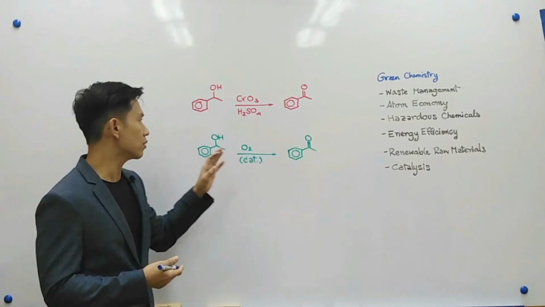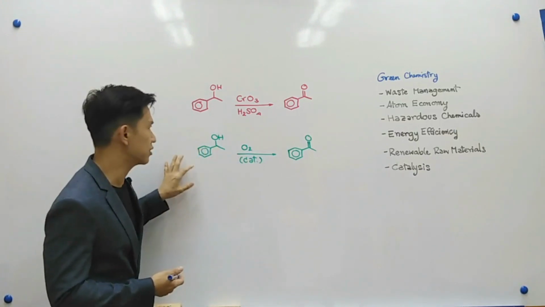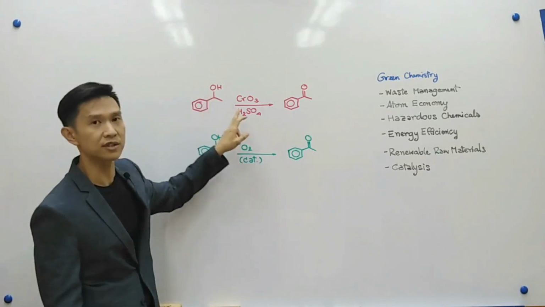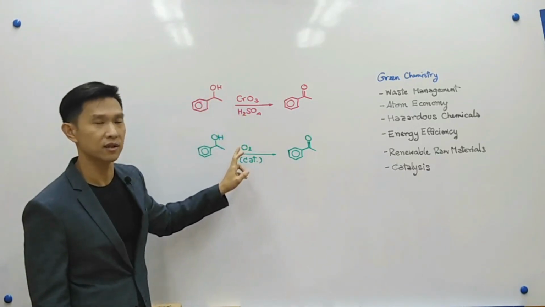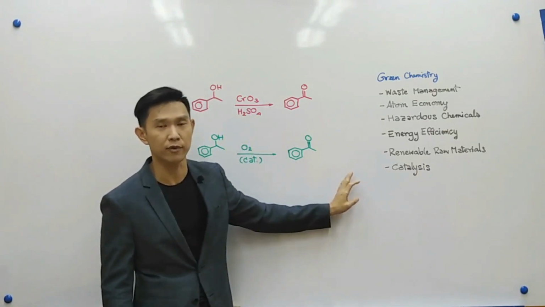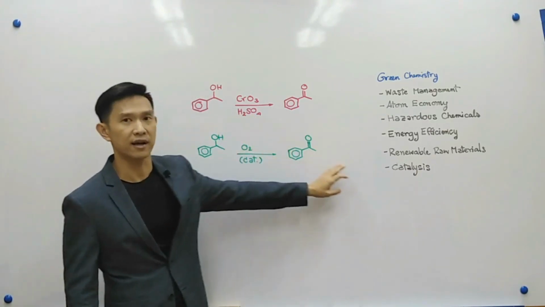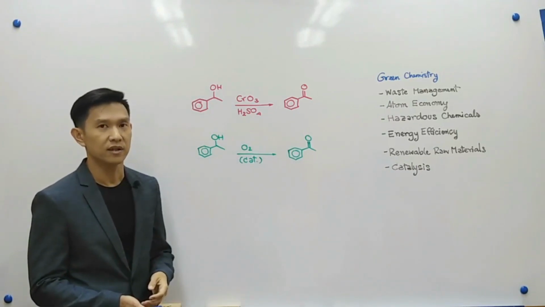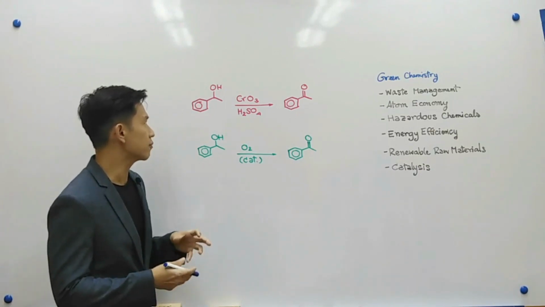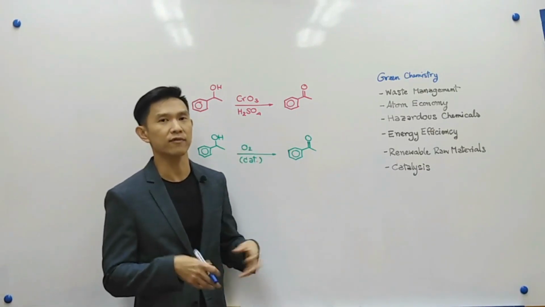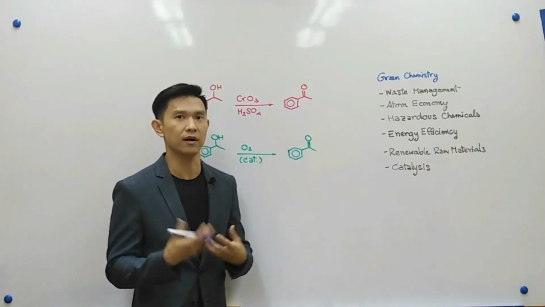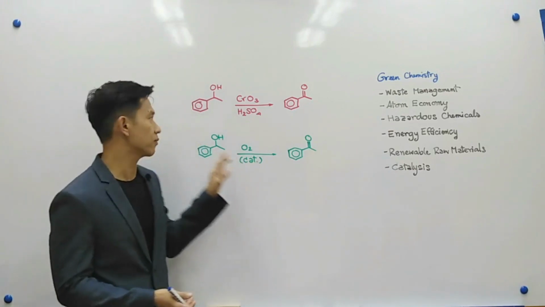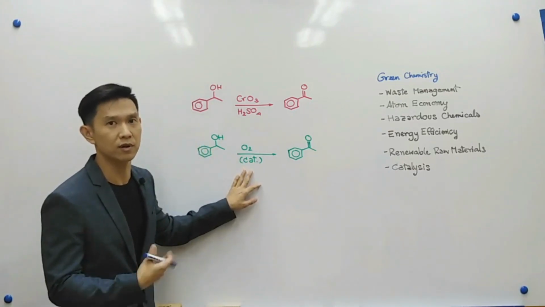The benefit you see from this reaction is that instead of using a hazardous chemical like chromic oxide and producing waste like chromium 3 ion, you reduce that. So the waste management is easier. Instead of having chromium 3 ion and having to treat your water, the aqueous waste from the reactions, you don't have to if you have a safer chemical pathway.